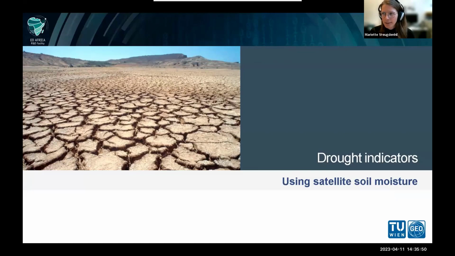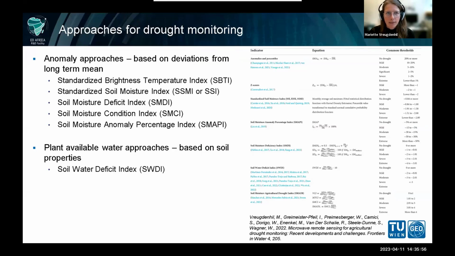Okay, so the next step, how do we go to drought indicators from satellite soil moisture? There are basically two approaches for calculating drought indicators. The one is the approach based on anomalies. This is based on deviations from the long-term mean, what we've been discussing previously. And these are indicators such as the Standardized Precipitation Temperature Index, soil moisture index, soil moisture deficit index, the soil moisture condition index, and the soil moisture anomaly percentage index. The other approach is based on plant available water. So these are based on soil properties in combination with soil moisture data.